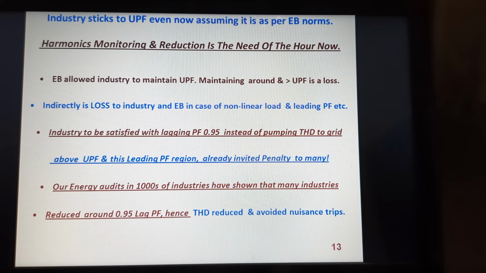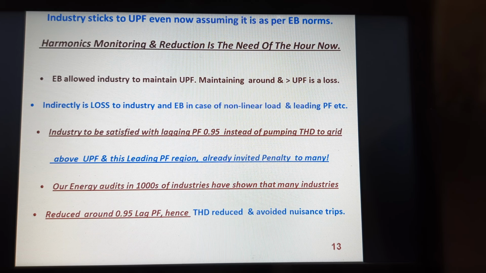So industry needs to be satisfied with a lagging power factor of around 0.95, instead of pumping THD into the grid and operating above unity power factor in the leading PF region. Many industries have already invited penalty due to the unstable conditions in the above unity power factor region. In thousands of energy audits in industries and buildings, many industries have reduced to around 0.95, keeping a lagging power factor, and their THD also reduced, and nuisance trippings were also avoided.